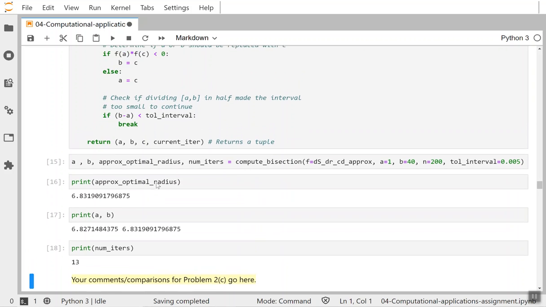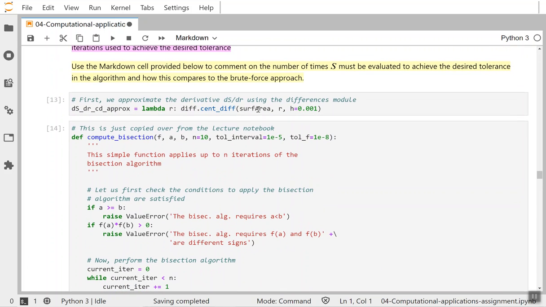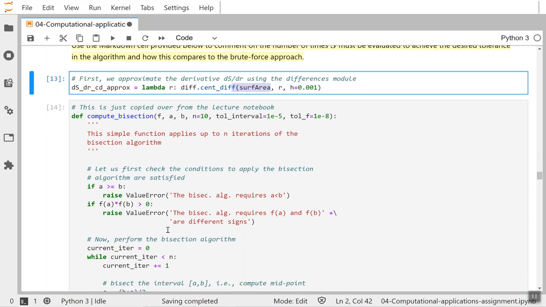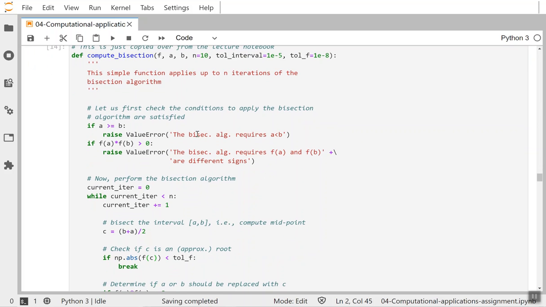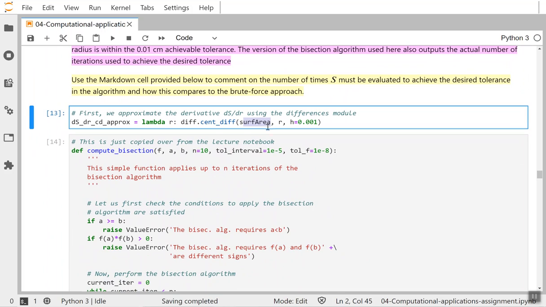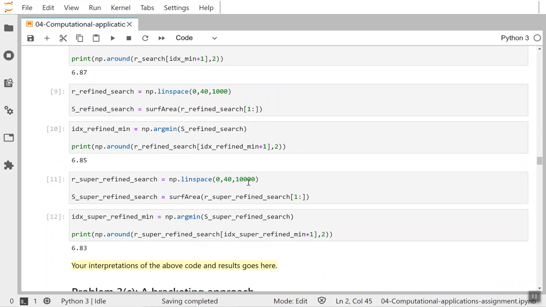What you need to think about and actually try to answer is, with 13 iterations, how many times was the function surface area actually computed? Because in the derivative approximation, this gets evaluated a certain number of times, and then it gets evaluated a certain number of times inside of here. So you have to figure out every time you approximate this derivative, how many times does that get evaluated? And then in this, how many times does the function f get evaluated within this algorithm, if there's 13 iterations. If you figure those two things out, then you'll be able to say exactly how many times that S got evaluated and how does that compare to, let's say, 10,000.